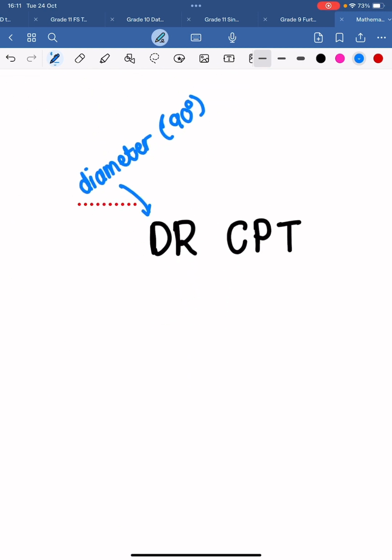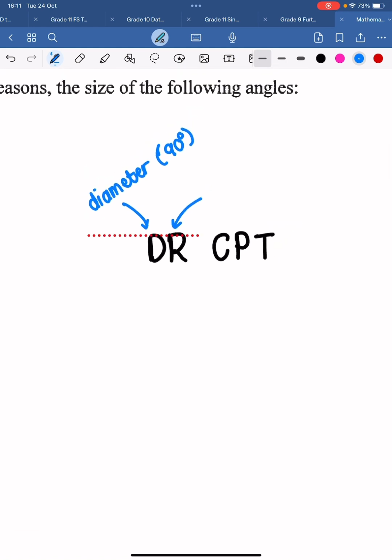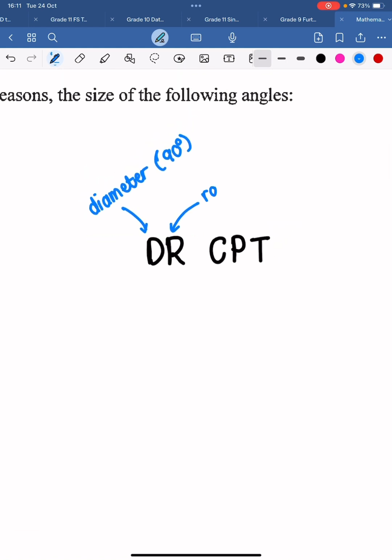Let's go on to the next letter. R is for radius. So radius or radii, because when we have a radius or multiple radii, we will often have an isosceles triangle, and that can be very useful when we are working with angles.